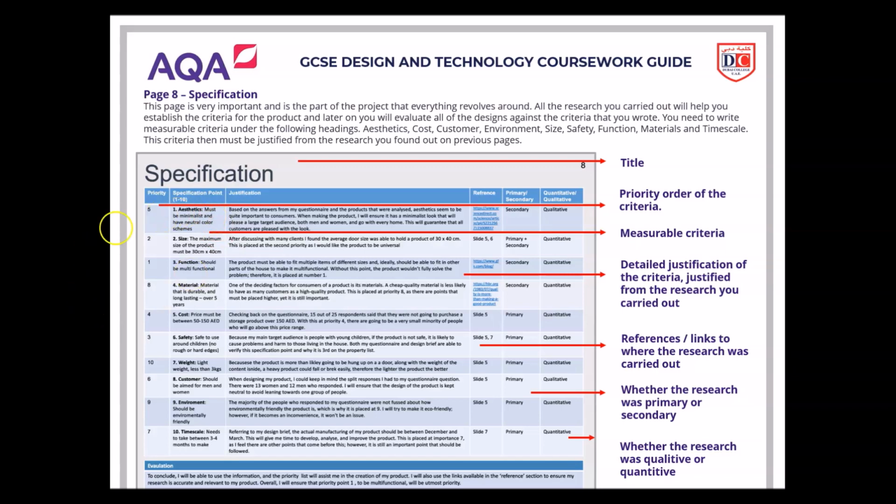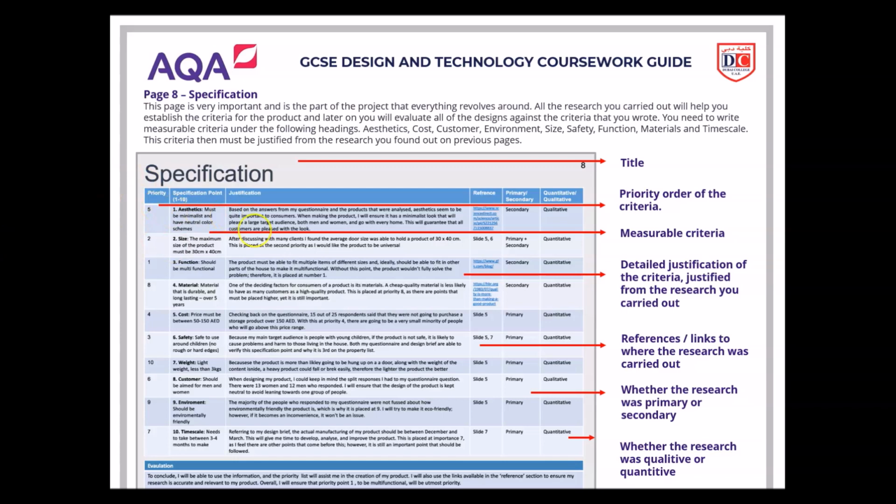Now the mistake that most students make is they don't be specific enough about the criteria. You need to make sure that the criteria is measurable. If you use things like must be light or must be expensive, they are not measurable criteria. You need to make sure that you put in a maximum weight in kilograms, or a minimum weight if that's relevant, or a maximum size, or a maximum cost. Don't just use vague terms like expensive and light, because that's not what the examiner wants to see.